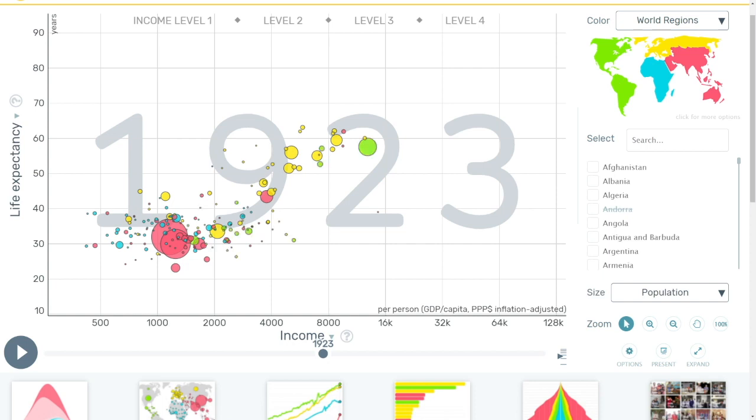The geographical location of each country is what differentiates the colour. So the green ones here are the Americas, blue is Africa, yellow is European countries, and the red ones are Asia, including Australasia.